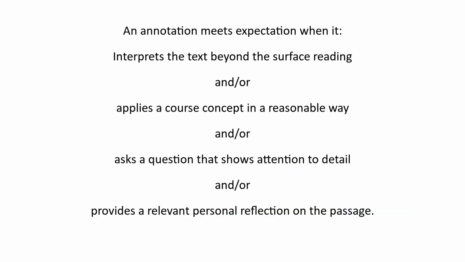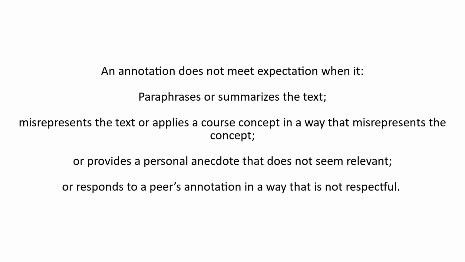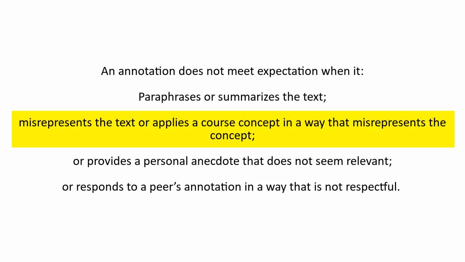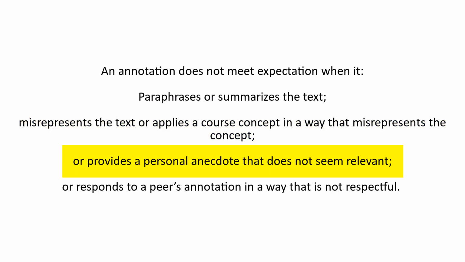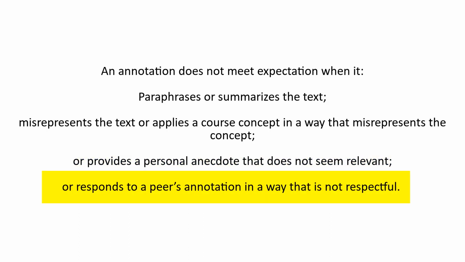An annotation meets expectation when it interprets the text beyond the surface reading and/or applies a course concept in a reasonable way, and/or asks a question that shows attention to detail and/or provides relevant personal reflection on the passage. An annotation does not meet expectation when it paraphrases or summarizes the text, misrepresents the text or applies a course concept in a way that misrepresents the concept, or provides a personal anecdote that does not seem relevant, or responds to a peer's annotation in a way that is not respectful.